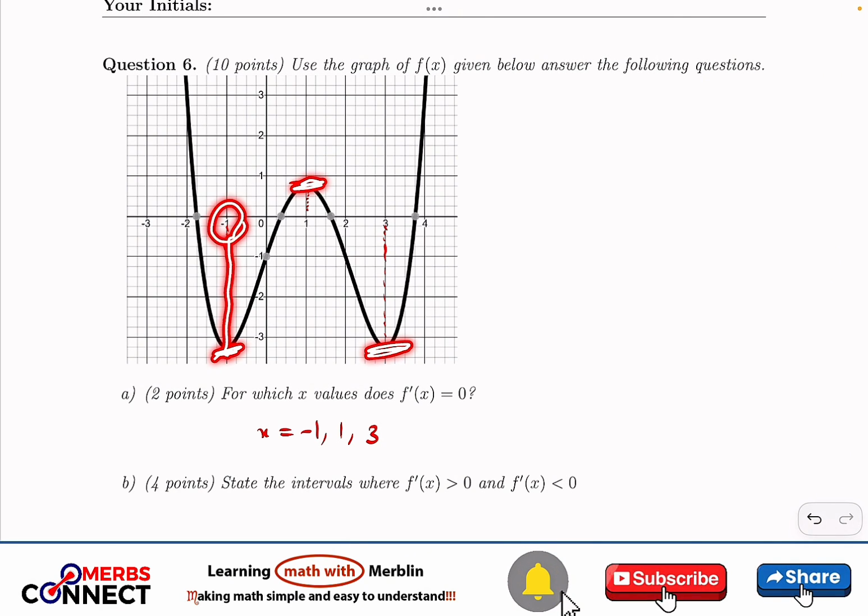Then you trace it to the x value. You trace this one to the x value. You trace this one to the x value.